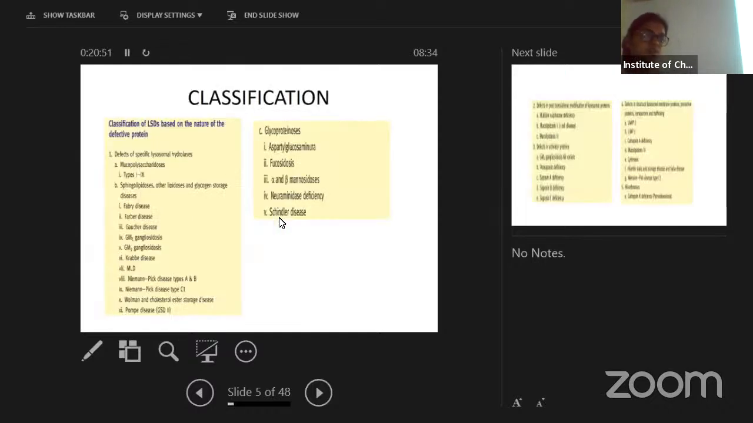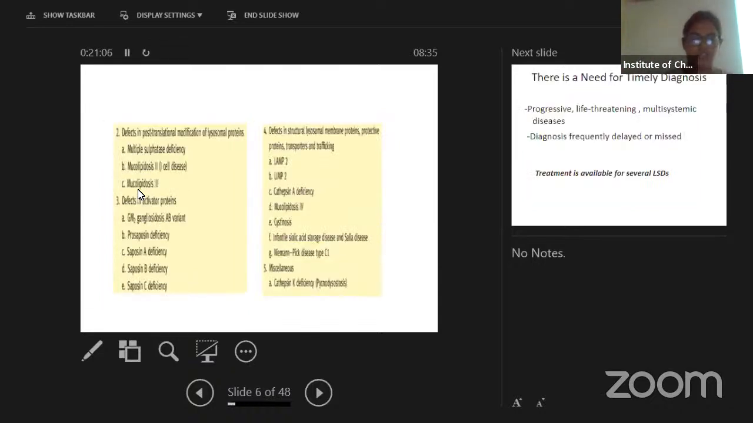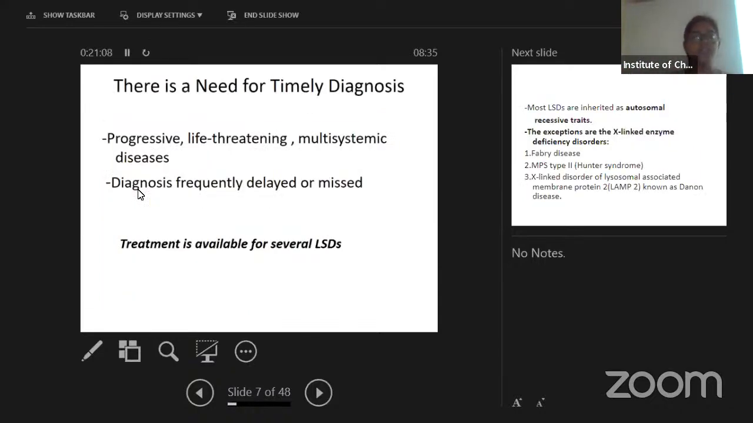They are subclassified into mucopolysaccharidosis, sphingolipidosis, such as Fabry disease, Gaucher disease, and Niemann-Pick disease, and many more. I'm not going into the detail of this classification. So there is a need for timely diagnosis. Why? Because LSD is a progressive, life-threatening disease, and it involves multiple organelles. But sometimes diagnosis may be missed or delayed.